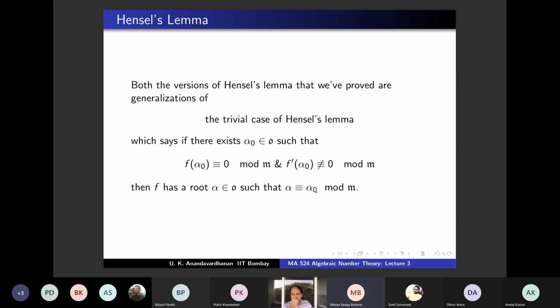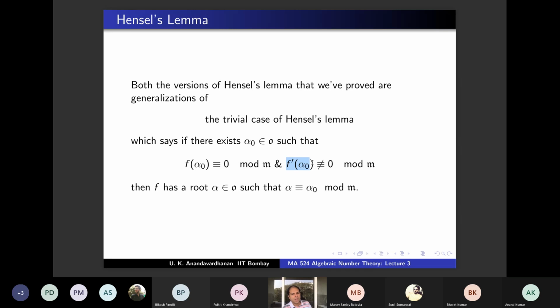How do you know |f(alpha naught)| is 0? Sorry, I'm not saying |f(alpha naught)| is 0. That's not what I wanted to say. Good, you pointed it out. What I'm saying is |f(alpha naught)| is strictly less than 1, divided by |f'(alpha naught)|^2, which is equal to 1. So that constant C in Hensel's lemma is a constant which is strictly less than 1.